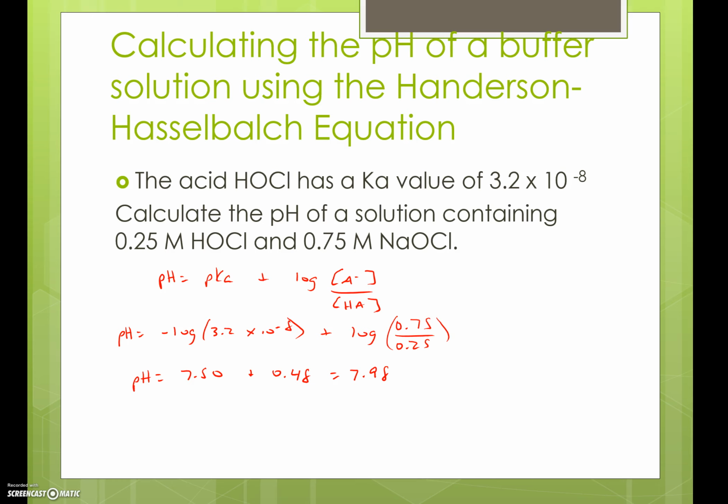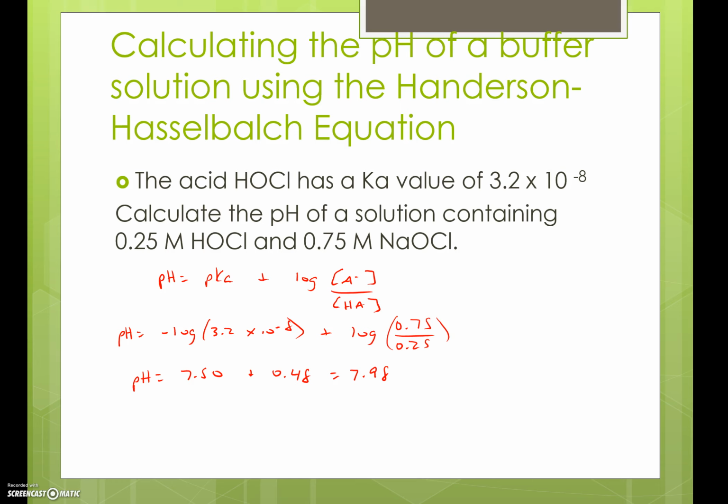So here's a problem. We want to calculate the pH of a buffer solution using the Henderson Hasselbalch equation. And it tells us that our acid HOCl has a Ka value of 3.2 times 10 to the minus 8. And we want to calculate the pH of a solution containing 0.25 molar HOCl and 0.75 molar NaOCl. So we could go through the whole ICE chart and Ka expression and solve for X and take the negative log of that and calculate the pH, and that's okay.